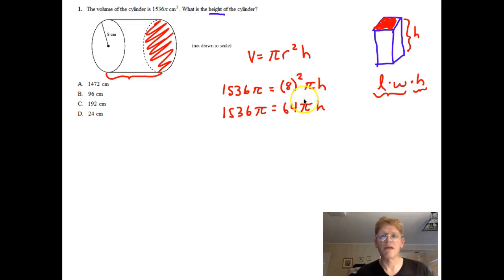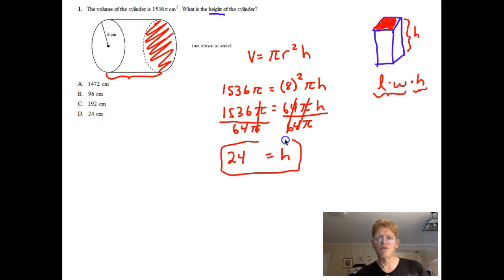Now we can just use some basic algebra. We want to isolate the h, to get it all by itself, so we simply remove the other portions of that term. On this side we'll divide by 64 pi, which means we have to divide by 64 pi on the other side as well. Then you just punch that in your calculator. We don't have to punch in the pi, because pi divided by pi is 1, so those cancel out. We just divide 1,536 by 64, and we get 24. The 64 and the pi cancel out, leaving us with h on the other side. So we know that the height is 24.